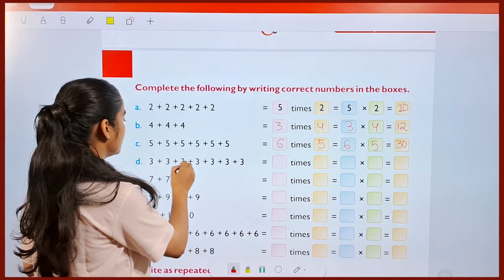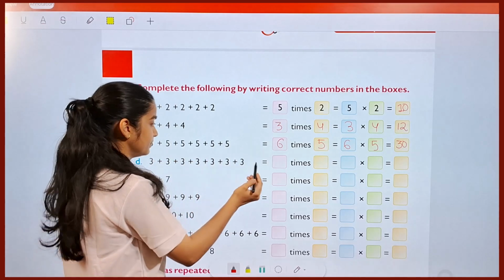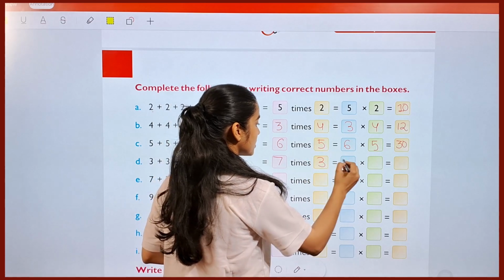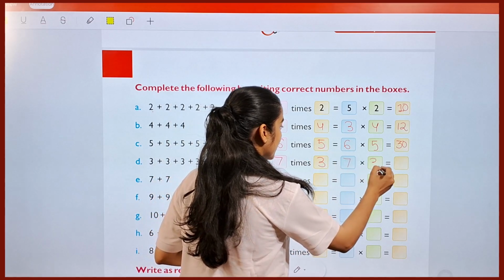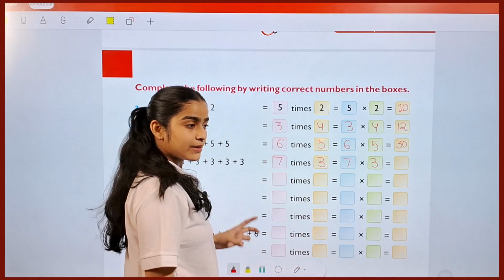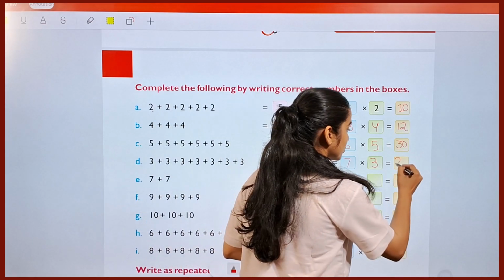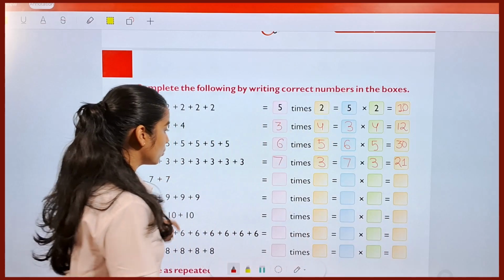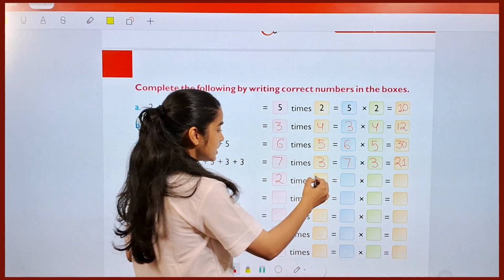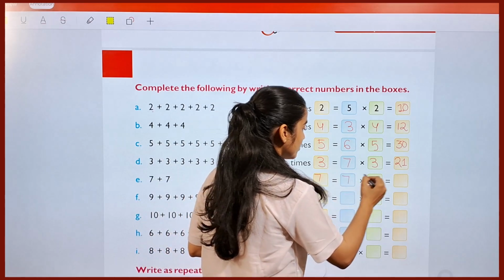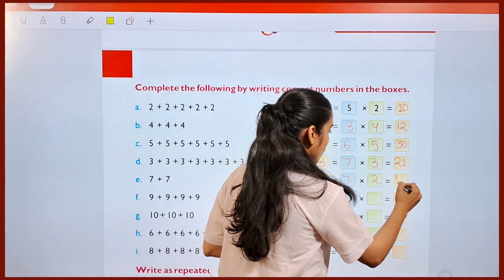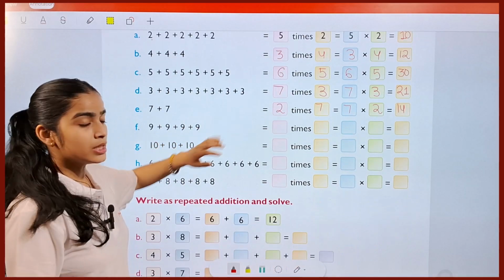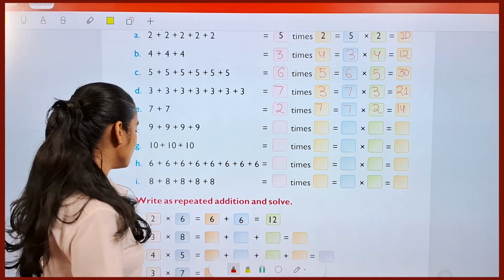1, 2, 3, 4, 5, 6, 7. 7 times 3, which means 7 multiplied by 3. So when we add 7 three times, we get 21. Next, 1, 2. So 2 times 7, which means 7 twos are 14. In a similar way, you have to complete this table, students, and write your answer in the boxes.